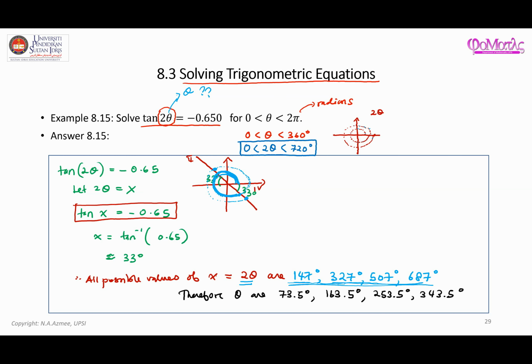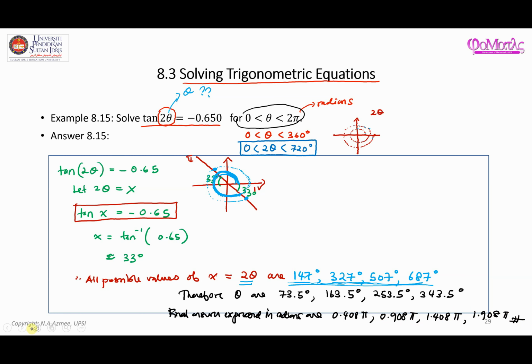And finally, before we stop, we need to change it back to radian, and you have learned how to do that in subtopic 8.1. So the final answer expressed in radians are about 0.408 pi for the first one, and then 0.908 pi, and then 1.408 pi, and finally 1.908 pi.